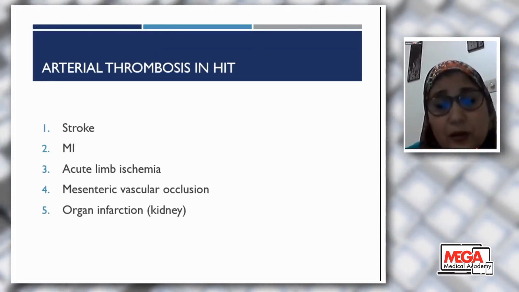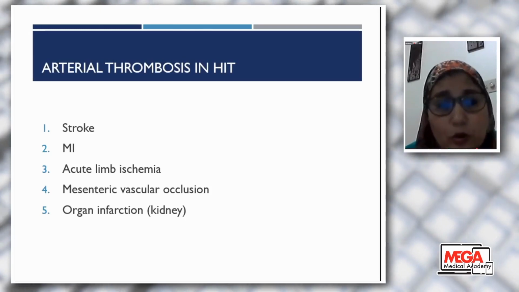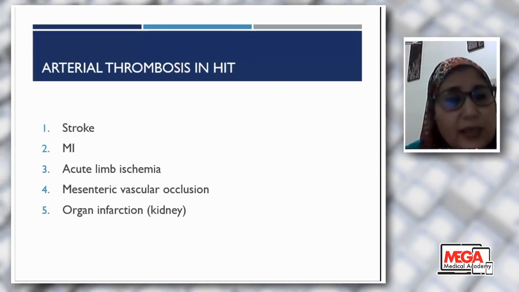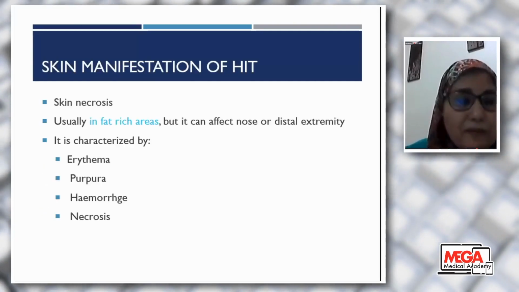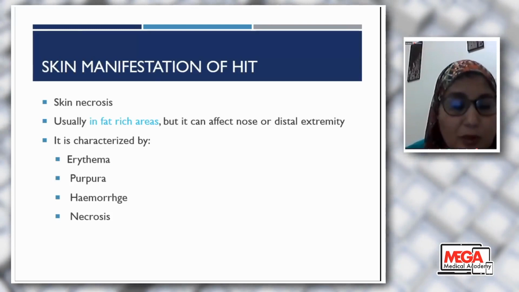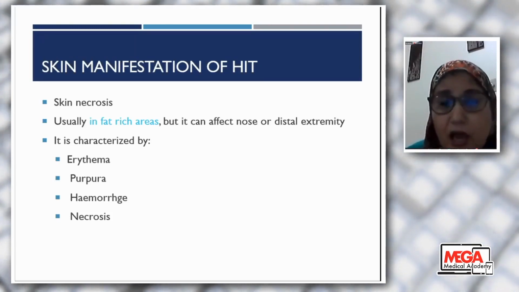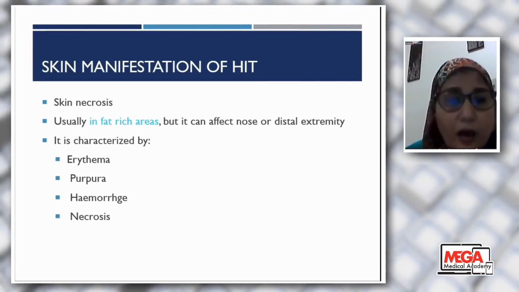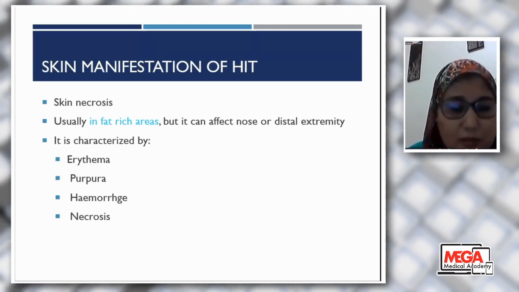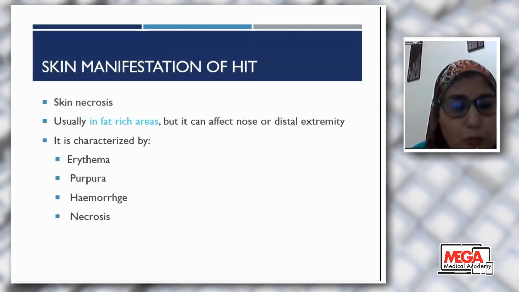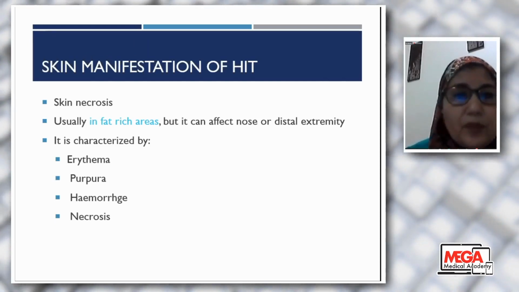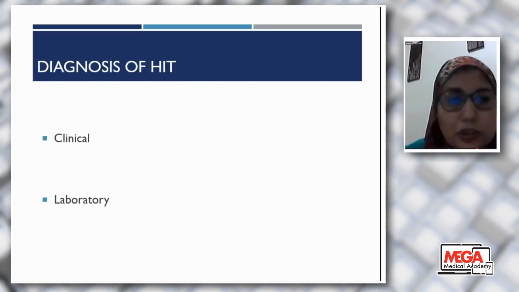So limb ischemia can be due to arterial or venous occlusion, mesenteric occlusion, or organ infarction as in the kidney. Skin manifestation is necrosis, especially in fat-rich areas. However, it may affect other areas such as the nose or distal extremities. The extremities or the skin show bluish to purple discoloration, and hemorrhage and necrosis at the site of cannula insertion.